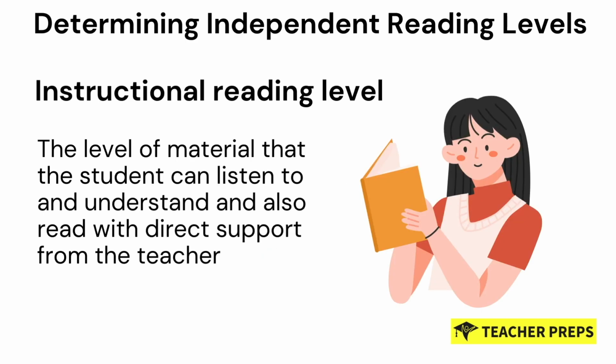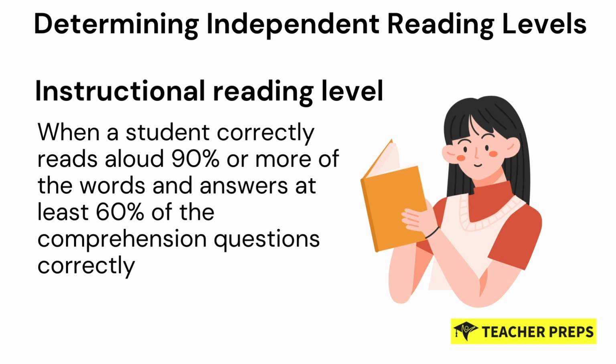Next is instructional reading level, and this is the level of material that the student can listen to and understand and also read with direct support from the teacher. This level is lower than the independent reading level, and it's the level that content area texts, such as science and social studies, will be at for the student. The instructional reading level is reached when a student correctly reads aloud 90% or more of the words and answers at least 60% of the comprehension questions correctly.